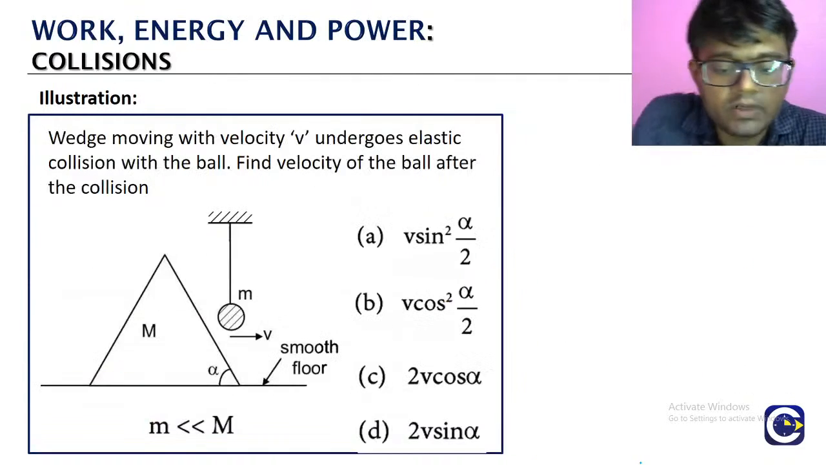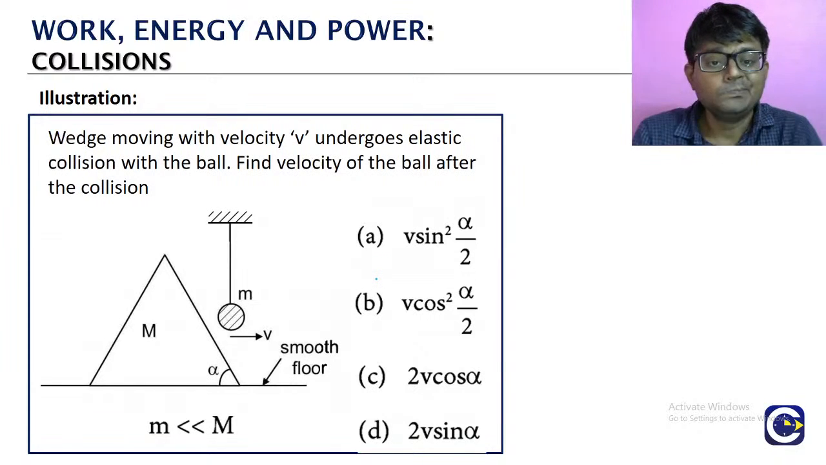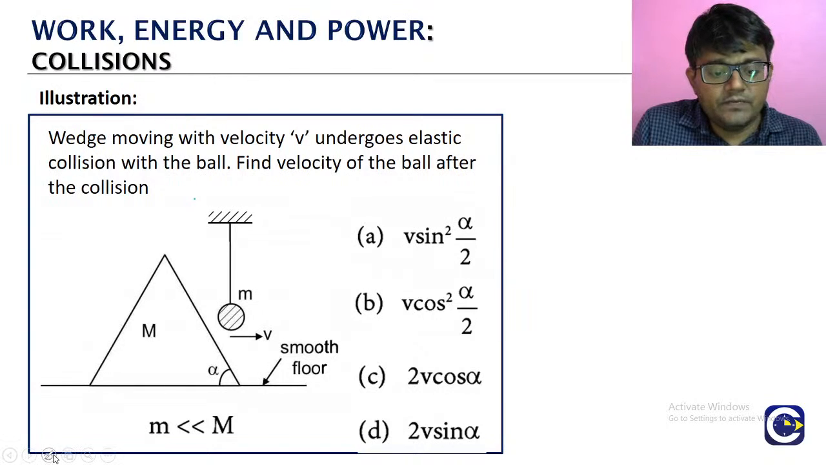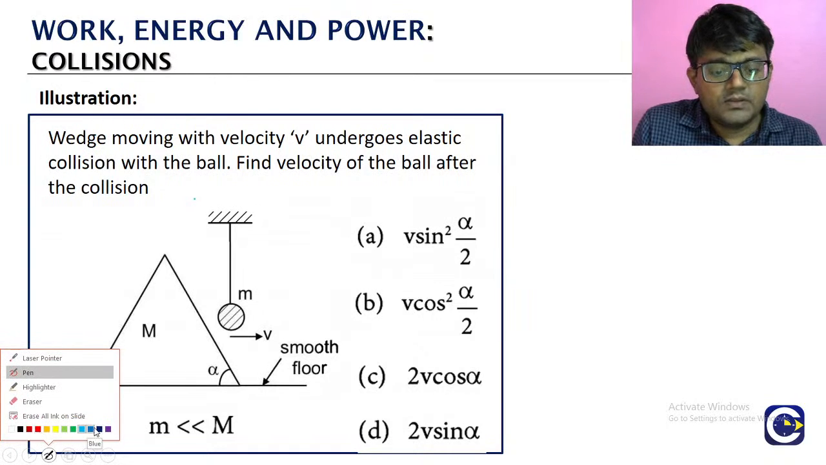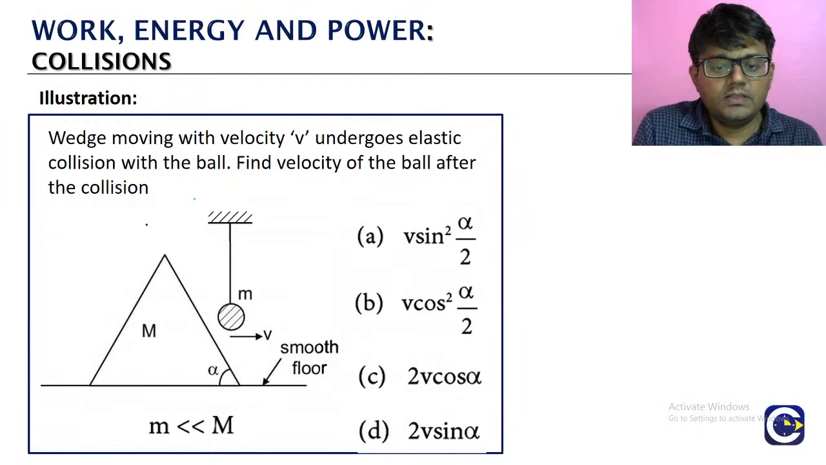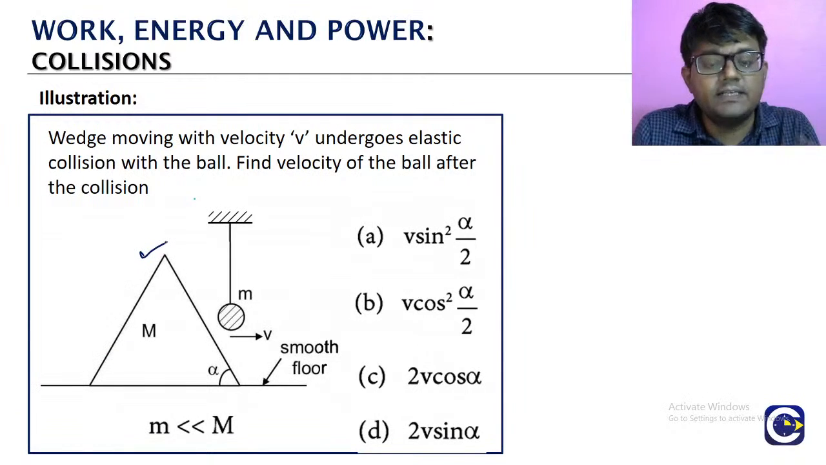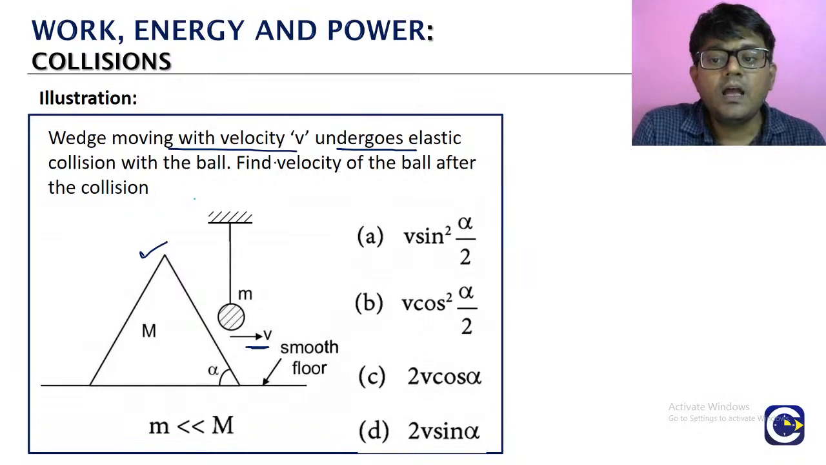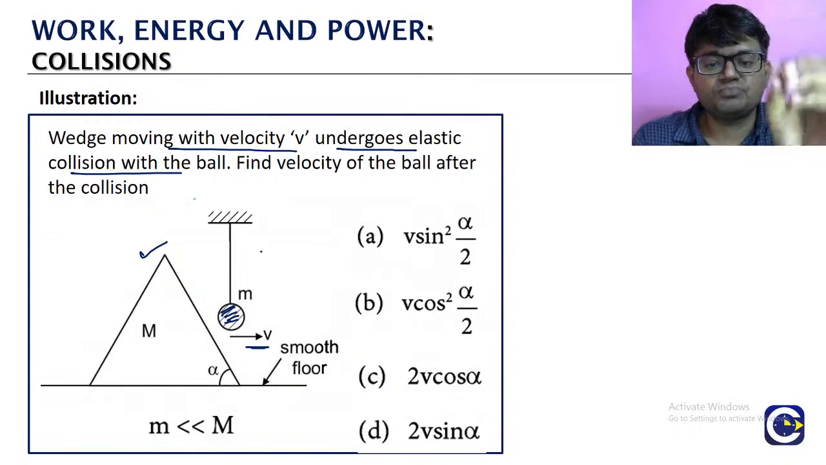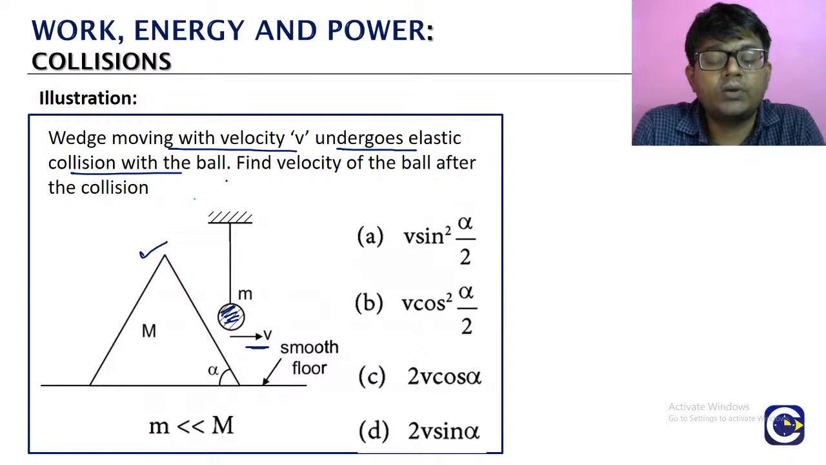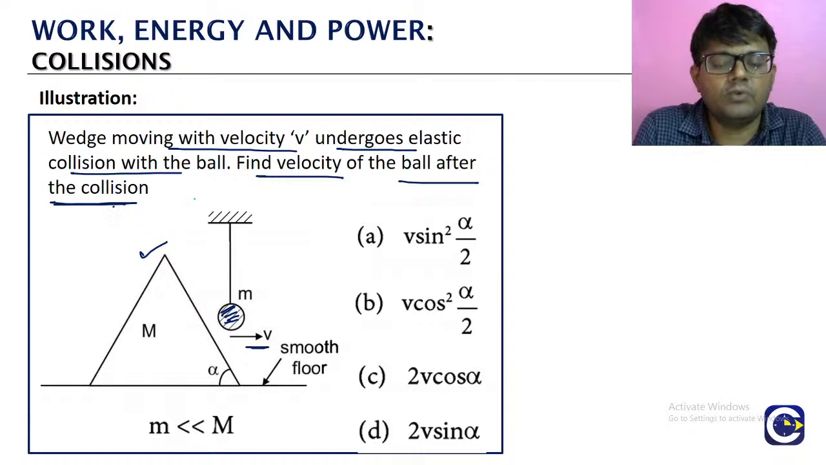Okay, so now we'll go to the next question. Look at this one. There is a wedge. Wedge means the inclined plane kind of a thing. There is a wedge which is moving with a velocity v horizontally, undergoing elastic collision with the ball. There is a ball which is kept hanging with the help of a rope or something. It is undergoing elastic collision with the ball. Find the velocity of the ball after the collision.